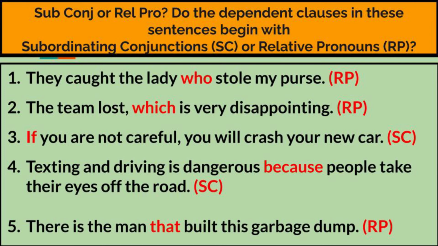Number 3, I highlighted the word if. If you are not careful, you will crash your new car. If you said that the highlighted word if was a subordinating conjunction, you're right. In sentence number 4, I highlighted the word because. Texting and driving is dangerous because people take their eyes off the road. If you said that the word because is a subordinating conjunction, you got it right. And the last one, number 5, I highlighted the word that. There's the man that built this garbage dump. If you said that the word that was a relative pronoun, you are correct.